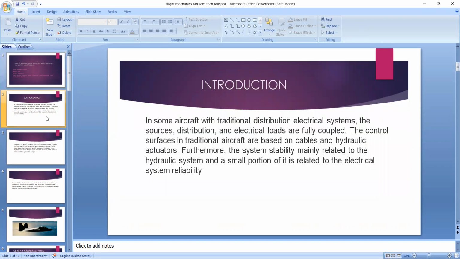In some aircraft with the traditional distribution electrical systems, the sources, distribution and electrical loads are fully coupled. The control surfaces in traditional aircraft are based on cables and hydraulic actuators. Furthermore, the system stability is mainly related to the hydraulic system, and a small portion of it is related to the electrical system reliability.